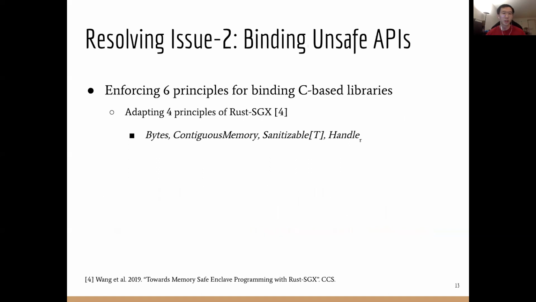To further secure this C-based API, our project applies 6 principles to bind the C world and the Rust world, and the principles can be divided into 2 parts. The first part is proposed by a previous work, RusTSGX, which is a Rust-based mechanism that can compile programs for Intel SGX. In their work, 4 general principles are proposed to secure this C-based API, and they provide formal proofs for their principles. We apply all 4 principles for our SDK, but due to the time limitation, we will not cover these principles one by one.